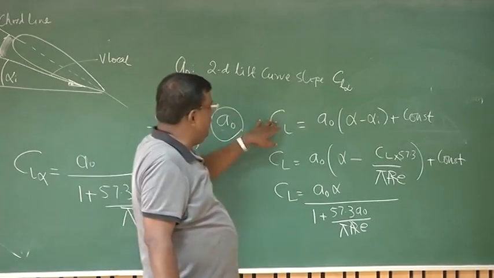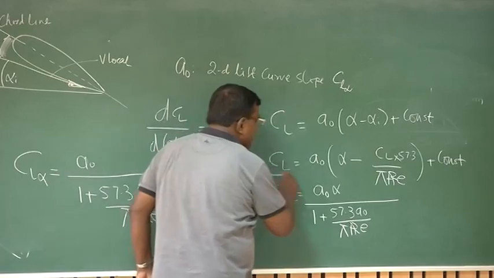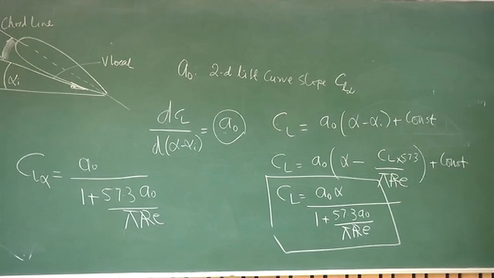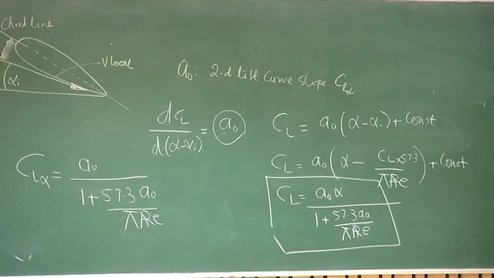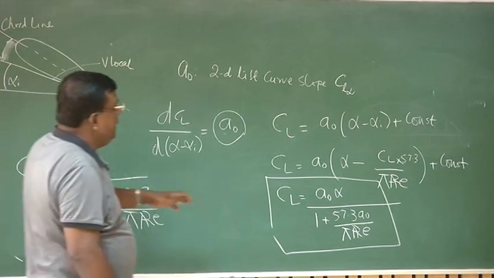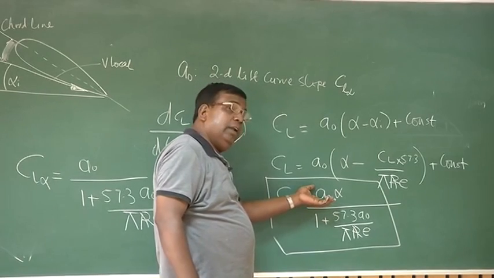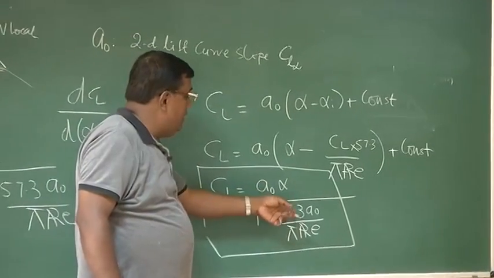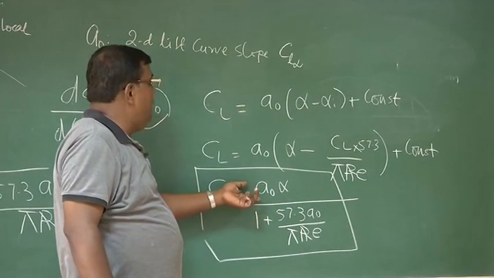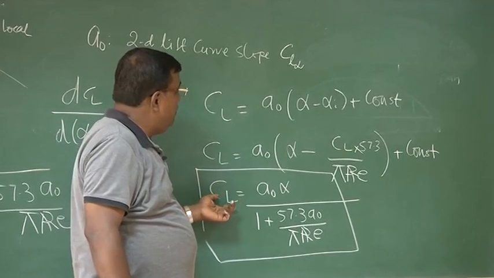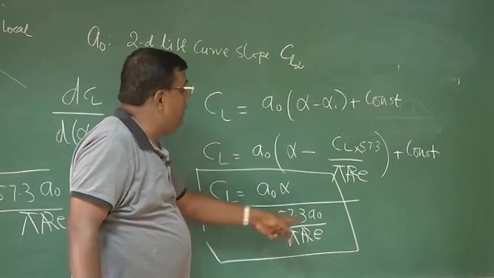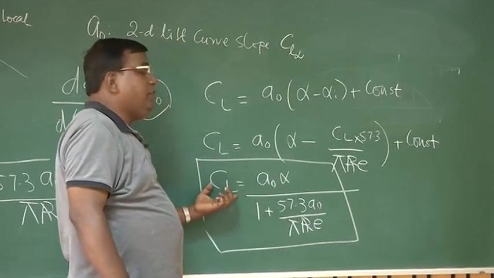Now from here I write CL equal to this, and I get an expression CL equal to A naught alpha plus 1 plus 57.3 A naught by pi aspect ratio e. 57.3 I put to convert radian to degree. What is the message here? If I have an aerofoil lift curve slope, let's say 0.1 per degree, then if I want to really calculate CL, I have to use that value, put alpha in degree and all such values of A naught here. So from the 2D value, I'll get the 3D value.